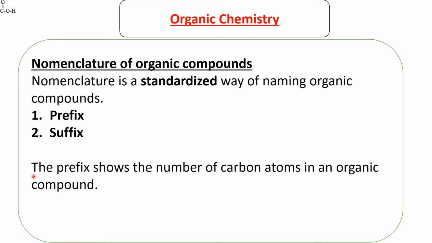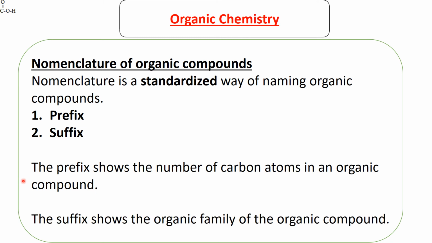So in organic chemistry now, the prefix shows the number of carbon atoms in an organic compound. So the group of letters at the beginning of the name of an organic compound gives you the number of carbon atoms in the organic compound. Well, the suffix shows the organic family of the organic compound. The suffix shows you the family it belongs to. The prefix shows you the number of carbon atoms.